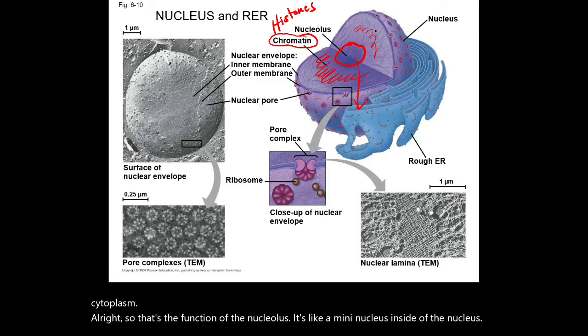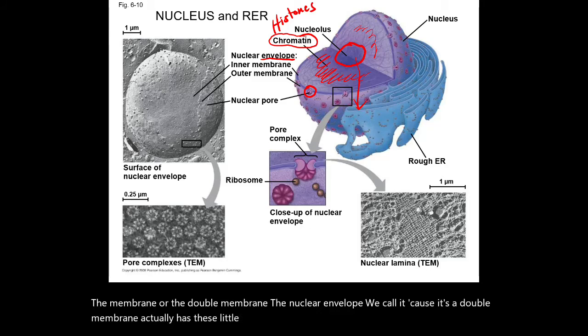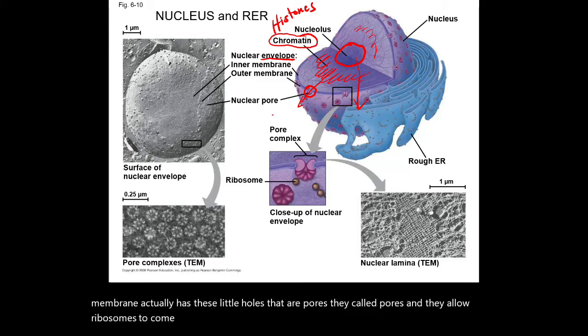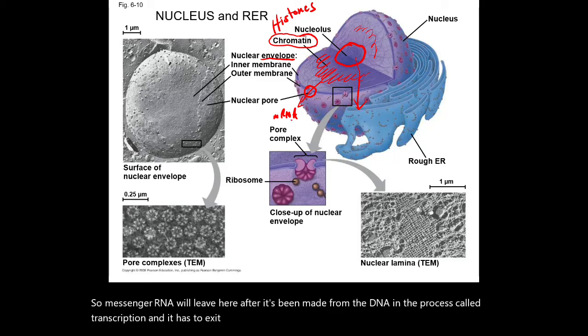The membrane, or the double membrane, the nuclear envelope we call it because it's a double membrane, actually has these little holes that are pores. They're called pores, and they allow ribosomes to come out. They also allow mRNA to come out. So messenger RNA will leave here after it's been made from the DNA in the process called transcription, and it has to exit the nucleus to get to the cytoplasm so that protein can be made. We'll talk about that in much more detail later.